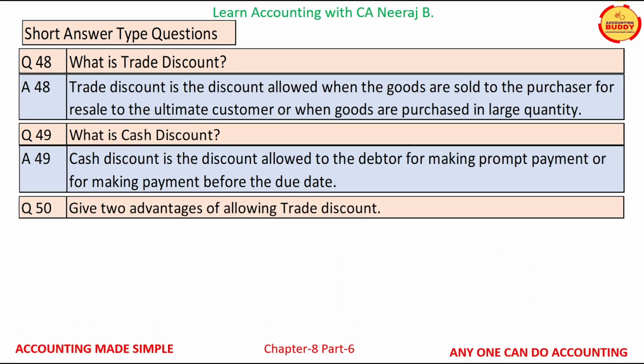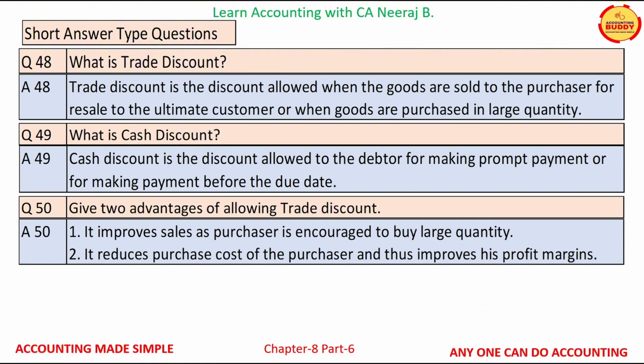Question number 50. Give two advantages of allowing trade discount. The answer is it improves sales as the purchaser is encouraged to buy large quantity, and it also reduces the purchase cost of the purchaser and thus improves his profit margins.